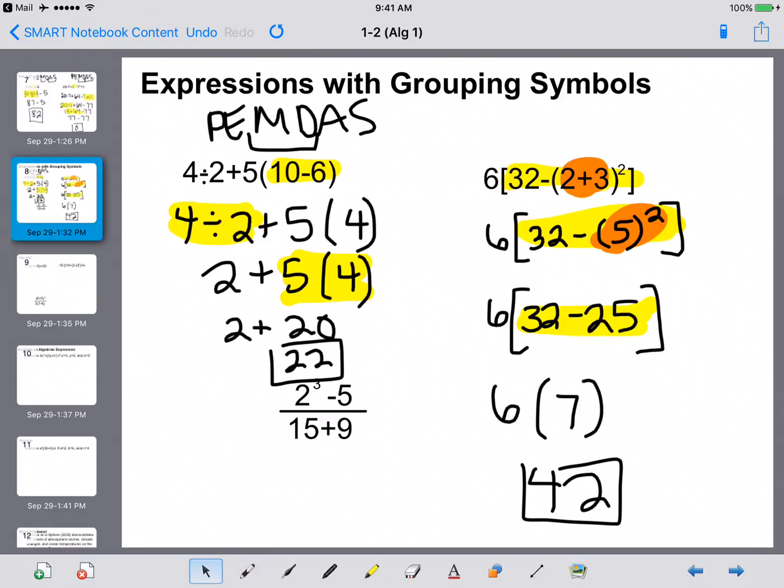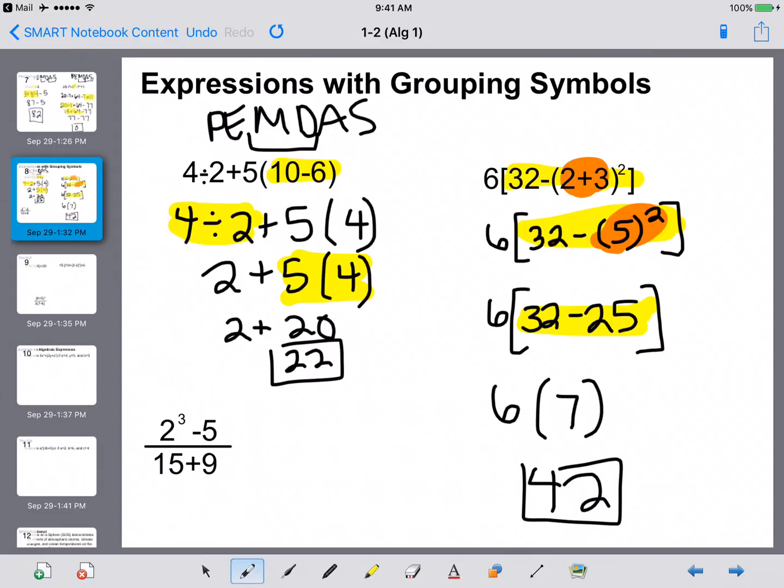Okay, now we've got 2 cubed minus 5 divided by 15 plus 3. So what you do when you see fractions like this is you solve the top and then you solve the bottom. And then the last thing you're doing is dividing. So it's kind of like there's parentheses around the numerator and parentheses around the denominator.